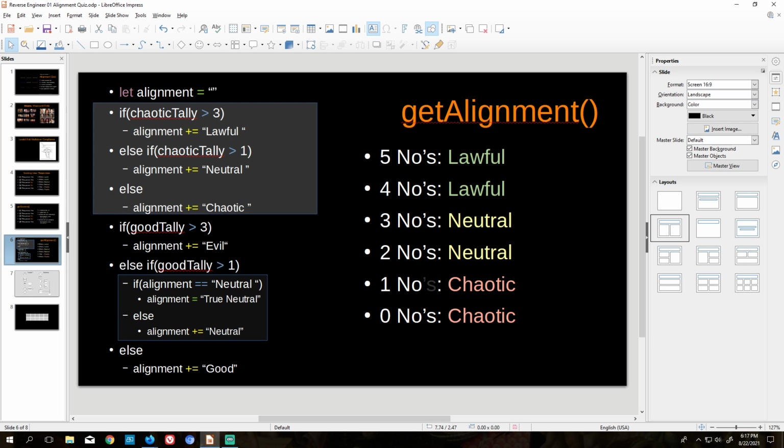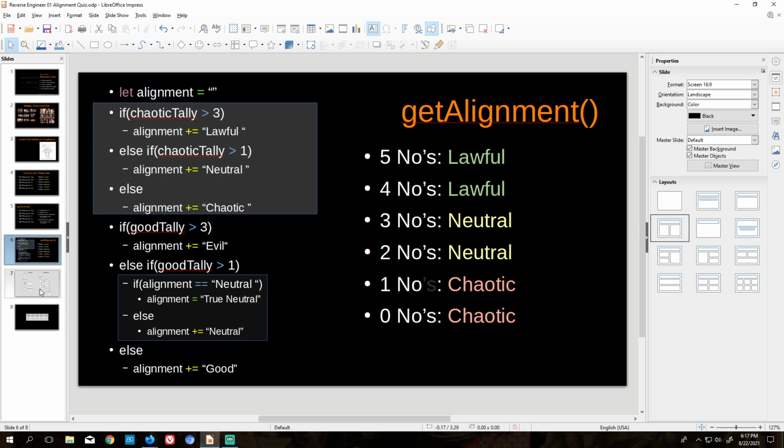So if you are above this, you're lawful. Otherwise, if you're above this, you're neutral. Otherwise, in any case, you're chaotic. That's what the gray does. So it clears this alignment, and then depending on your tally, it puts lawful, neutral, or chaotic into the alignment. That's in the gray box.